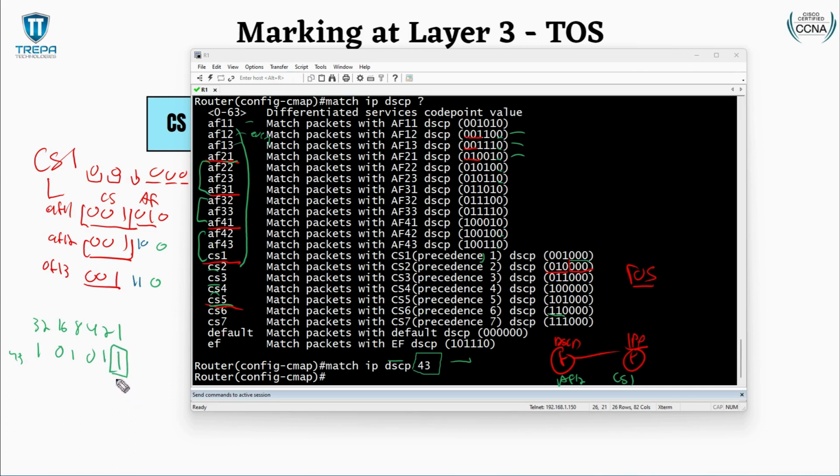So that can't be AF. And then these first 3 bits say that it's part of class 5, but then since these are not all zeros, it's not a CS bit. So it's just 43. It's just the DSCP of 43. That's it, right? It's not an actual assured forwarding bit.